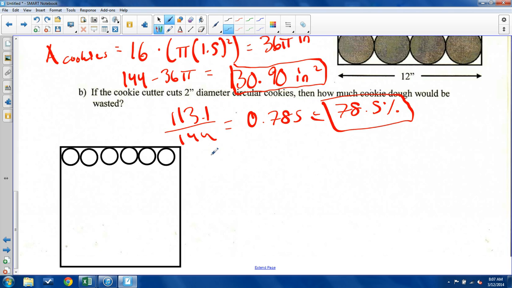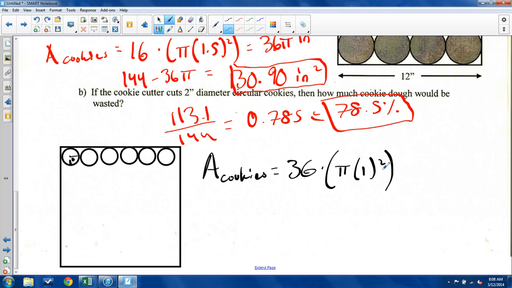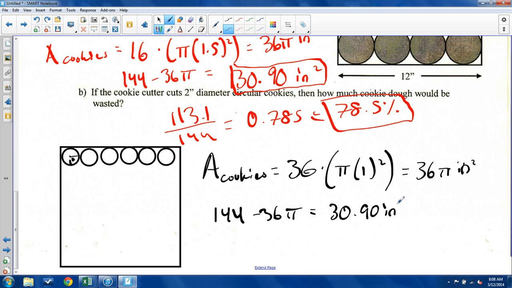So when I find the area of this entire thing, area of cookies, oh, by the way, if they're 2 inches in diameter, they're 1 inch in radius. That's 1 inch. Area of cookies is 36 cookies times the area of each cookie: pi times radius, which is now 1, squared. 1 squared is 1. 1 times pi is pi. 36 times pi is 36 pi. So once again, we're left with 36 pi square inches of cookies, just like this one. So the area that's going to be wasted is going to be this again: 144 minus 36 pi, which is again 30.90 square inches.